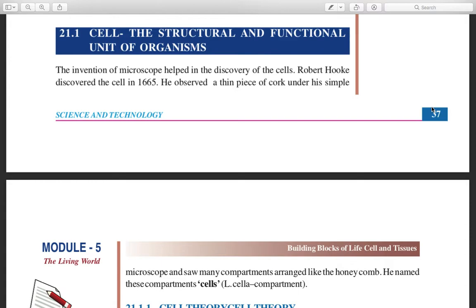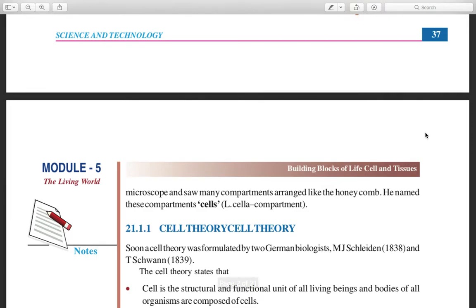We know that we use this word cells in other places also, like room-like cells. The name was given by the scientist because it has a compartment structure, a room-like structure. It is actually from a Latin word, cella, the meaning of which is compartment.